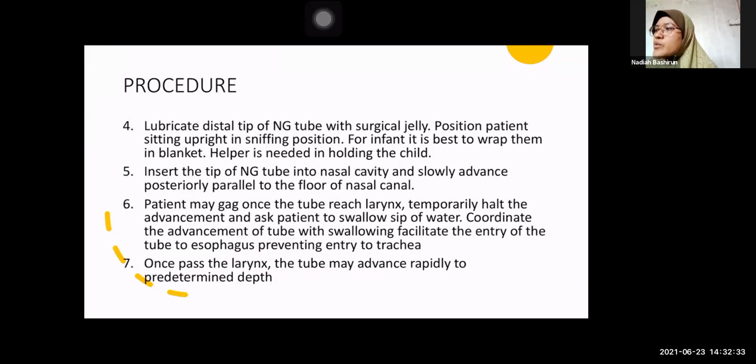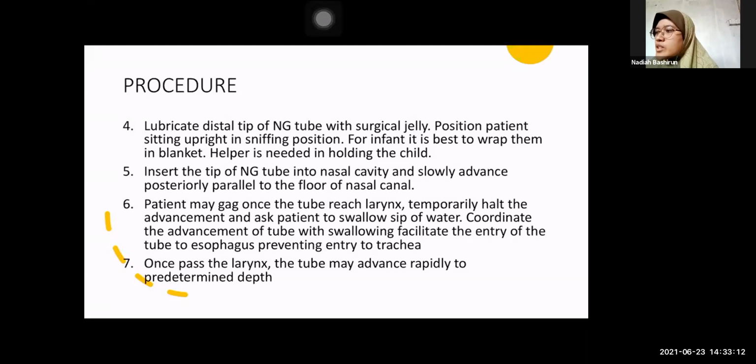Okay, next, when we want to insert the tube, we lubricate the distal tip of the NG tube with surgical jelly, and we position the patient sitting upright in the sniffing position. So this is for the older children. For the infant, we wrap them in a blanket, and for the younger children, of course, we need help to hold the child. Next is to insert the tip of the nasogastric tube into the nasal cavity slowly and advance posteriorly, parallel to the floor of the nasal canal.